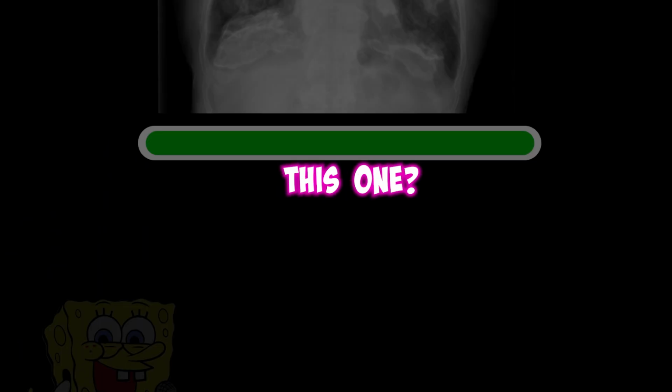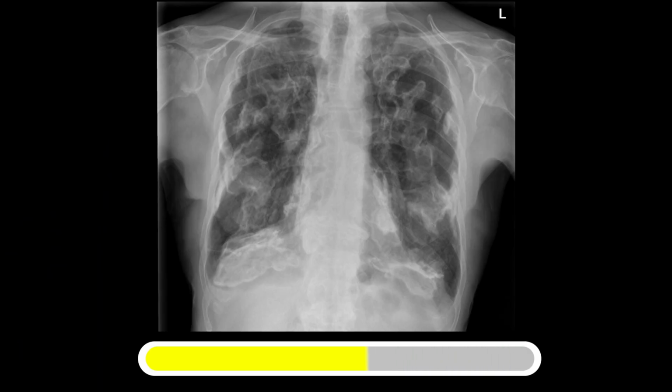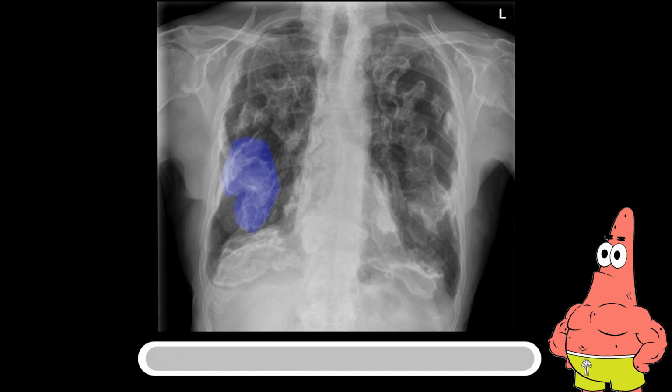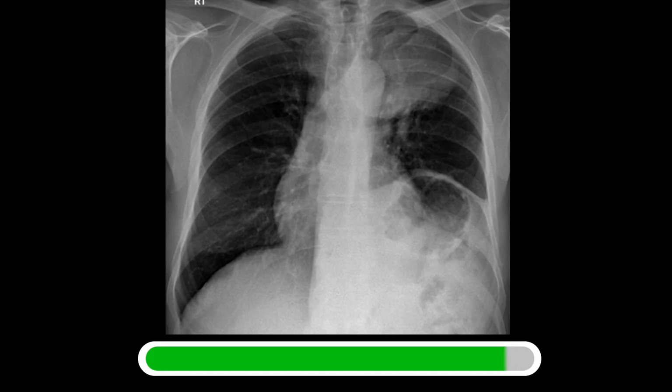How about this one? There are multiple well-defined bilateral irregular shadows that are as dense as bones, and there is peripheral pleural thickening. The findings are consistent with multiple pleural plaques. I bet you don't know the pathology in this X-ray.